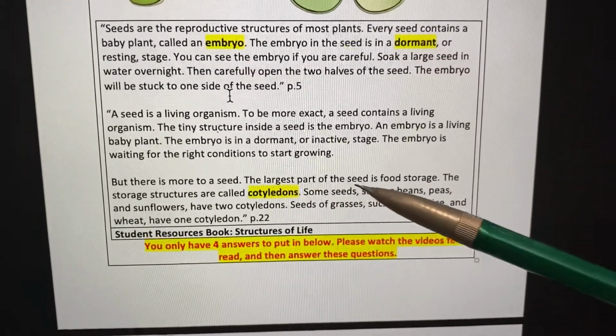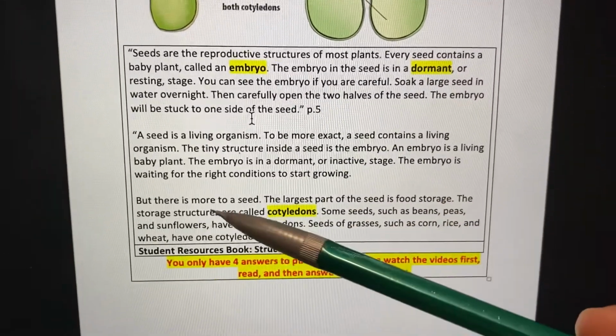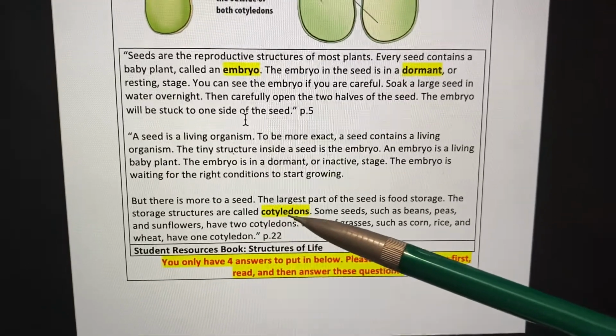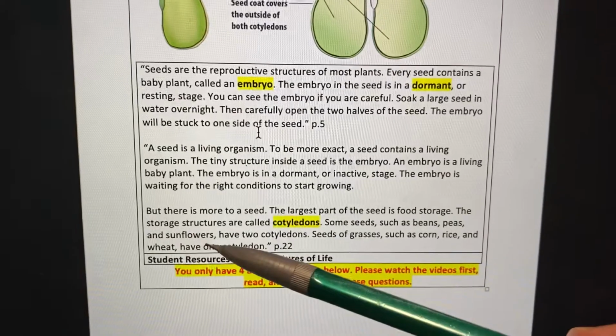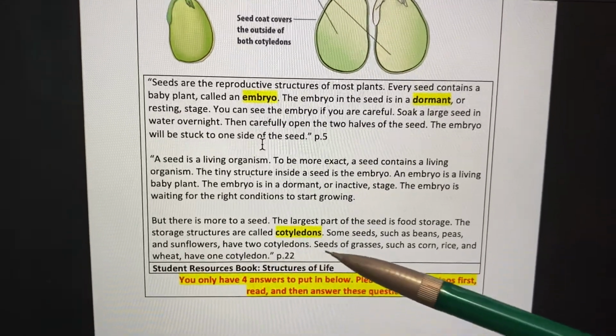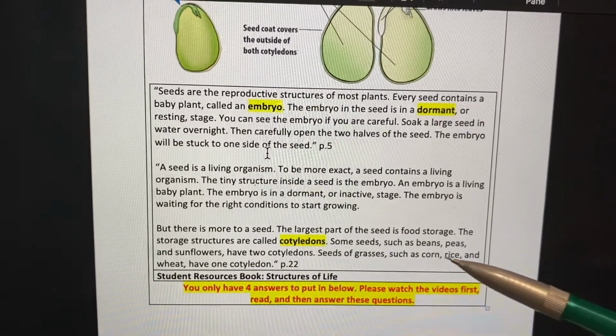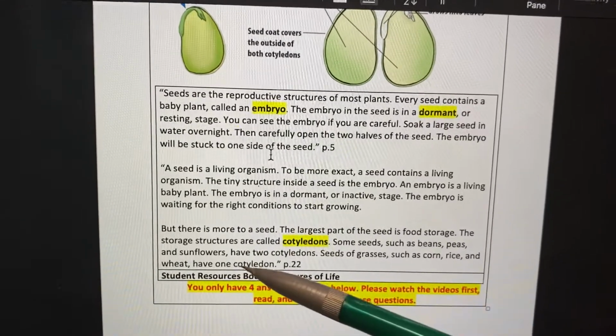The largest part of the seed is a food storage. The storage structures are called cotyledons. Some seeds, such as beans, peas, and sunflowers, have 2 cotyledons. Seeds of grasses, such as corn, rice, and wheat, have 1 cotyledon.